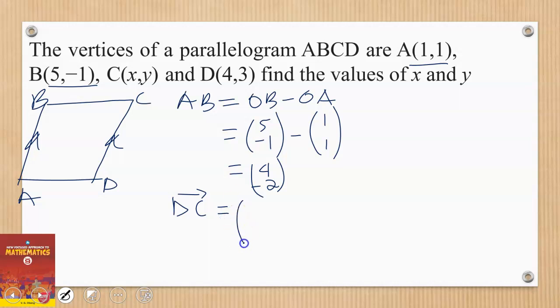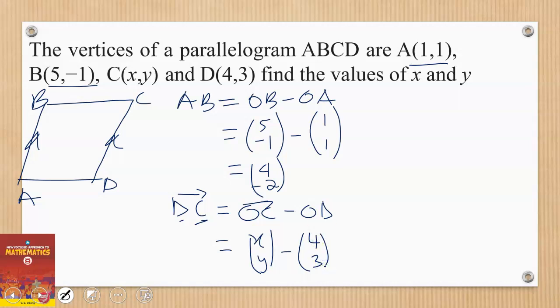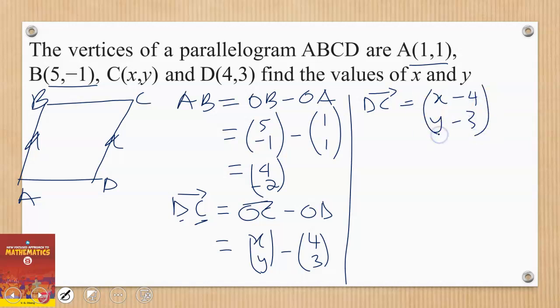Then I have to find DC. And DC will give me OC minus OD. And you shouldn't interchange them. If you make it OD before OC, it will be wrong. It's always the second that comes first and then the first comes second. Now OC, according to the question, is XY. And OD is 4, 3. So when we simplify this, we are going to have DC being equal to X minus 4, Y minus 3. So this is our answer for DC.